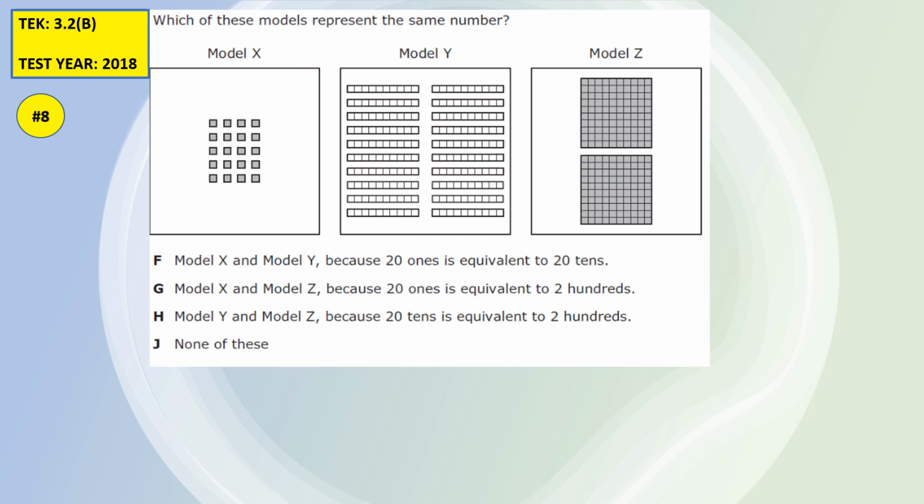Well, first, we need to determine what is the actual total for these models. Well, let's look at Model X. Model X is completely filled with units of 1. So let's count those units of 1 to determine the total for Model X. 1, 2, 3, 4, 5, 6, 7, 8, 9, 10, 11, 12, 13, 14, 15, 16, 17, 18, 19, 20. Model X is equivalent or equal to 20.